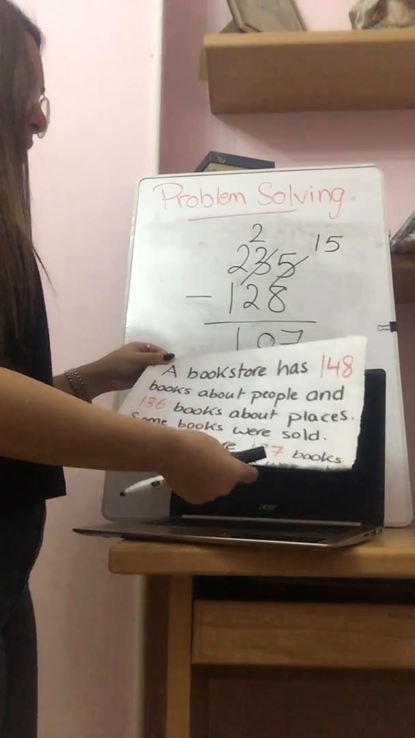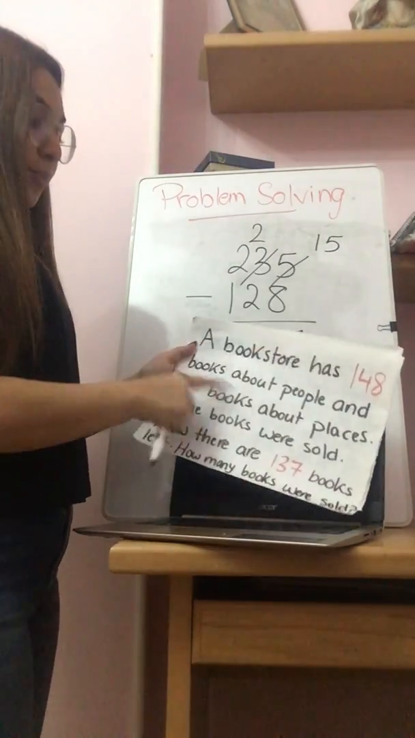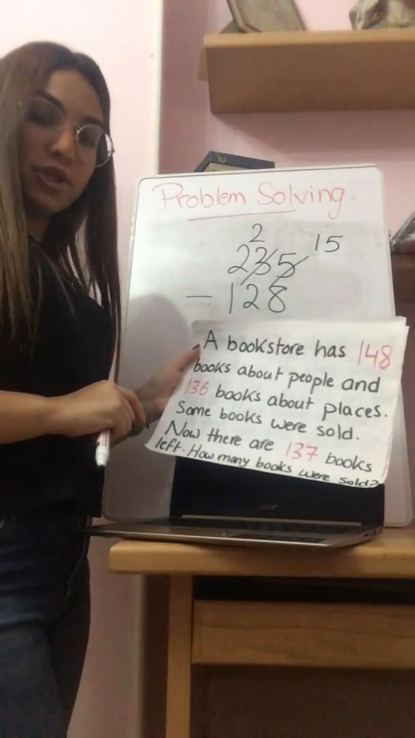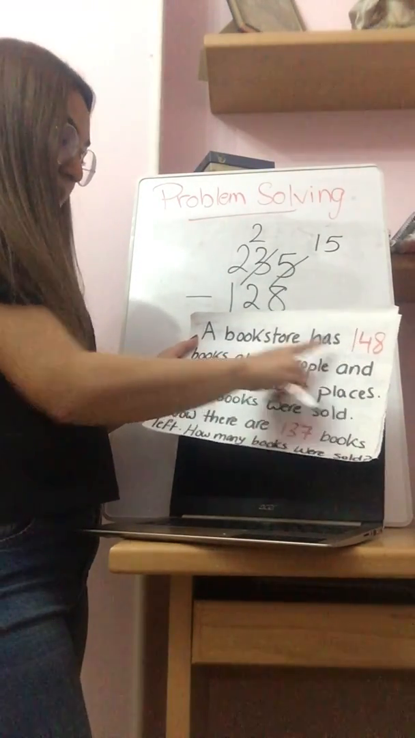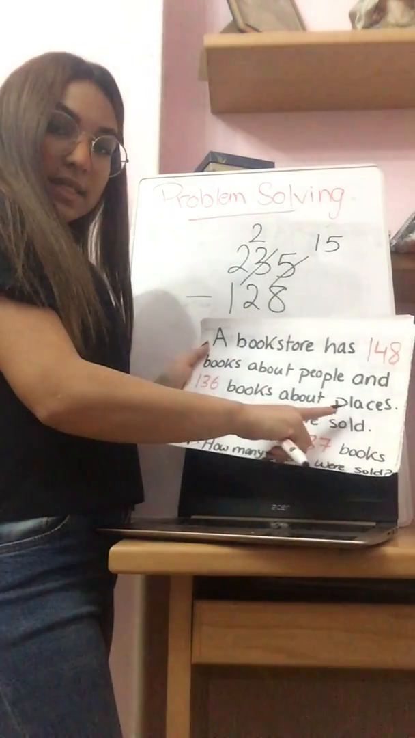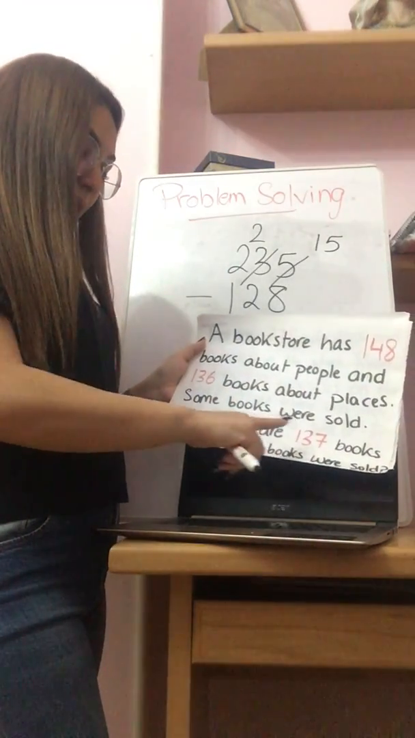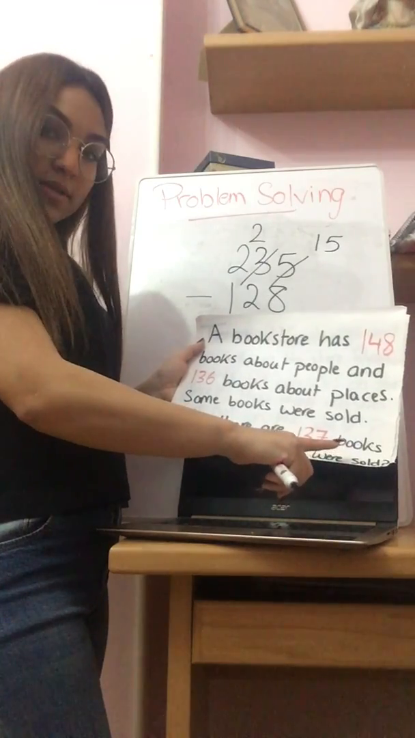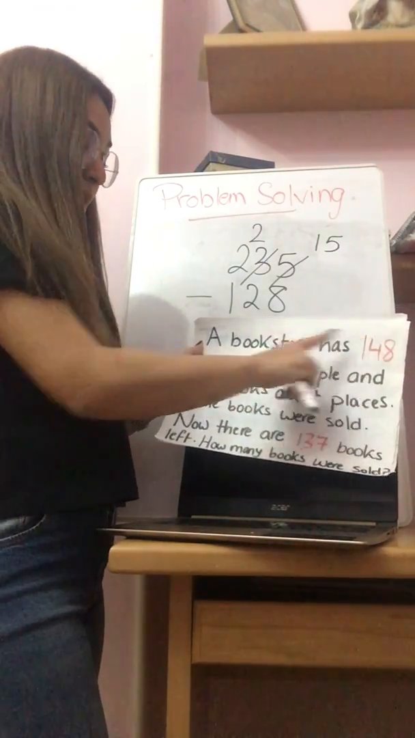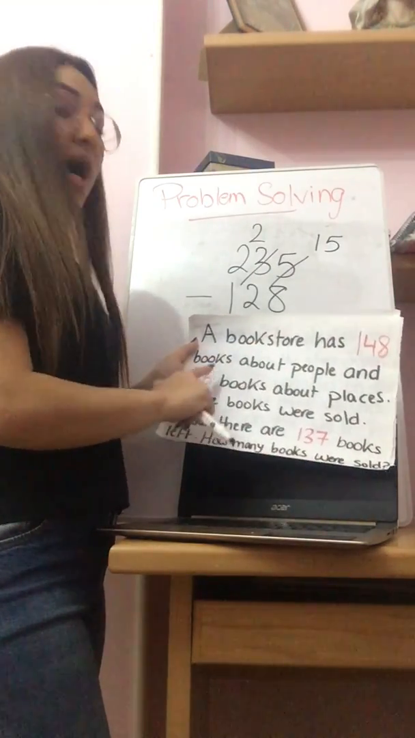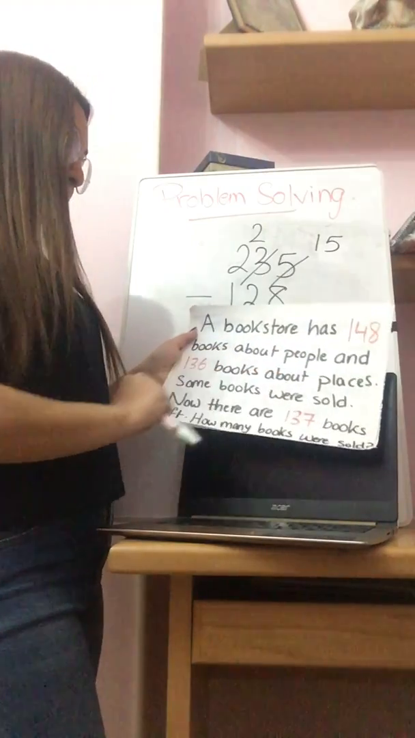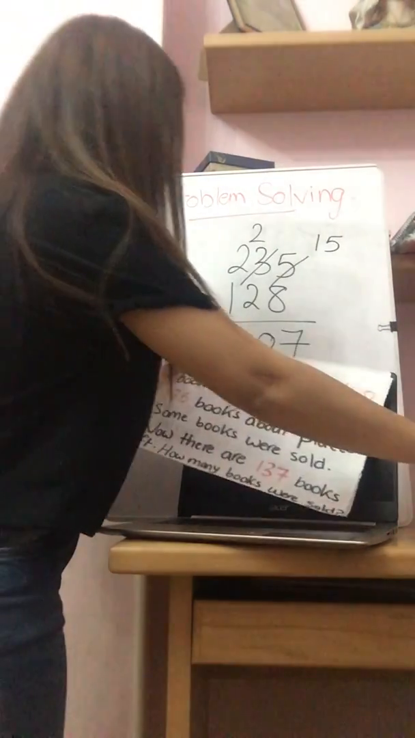Okay. Now he gave me 3 numbers. What am I going to do with these 3 numbers? Now I have 148 books about people, as he said, and 136 about places. And he is asking me how many books were sold. First of all, I have to add these 2 numbers together in order to know how many books altogether were at the bookstore.